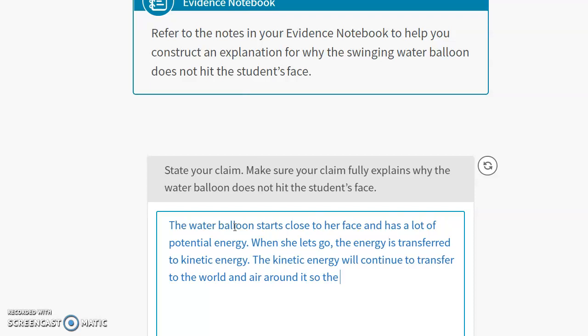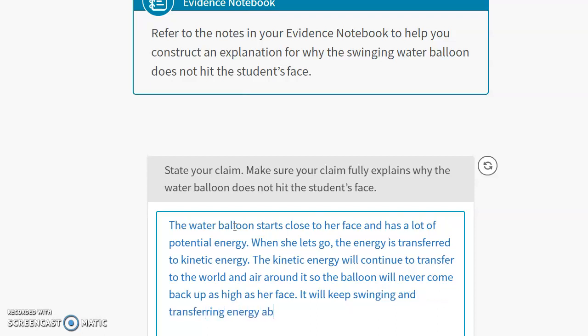So the balloon will never come back up as high as her face. It will keep swinging and transferring energy around it until all of the energy is gone. In the actual balloon, and then the balloon will stop moving.